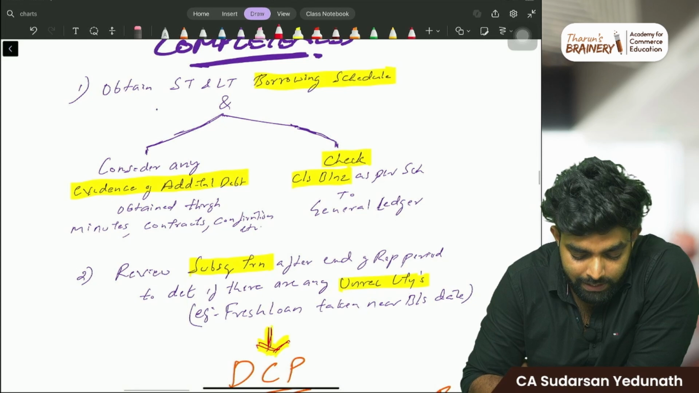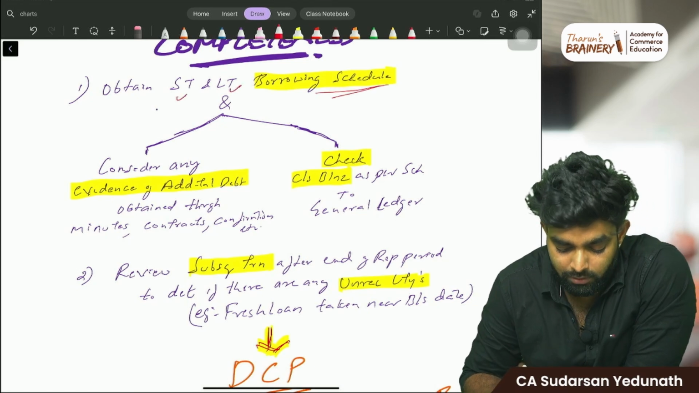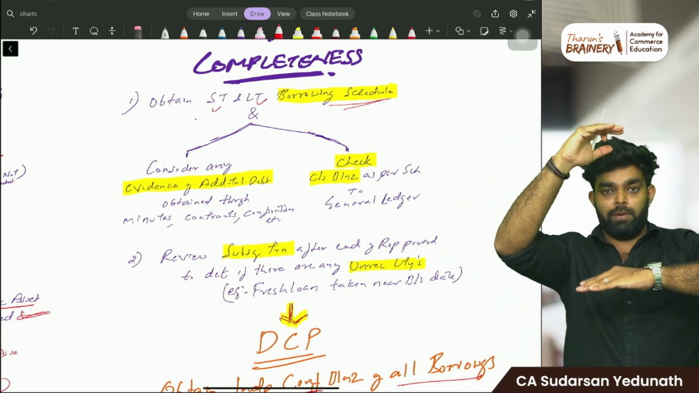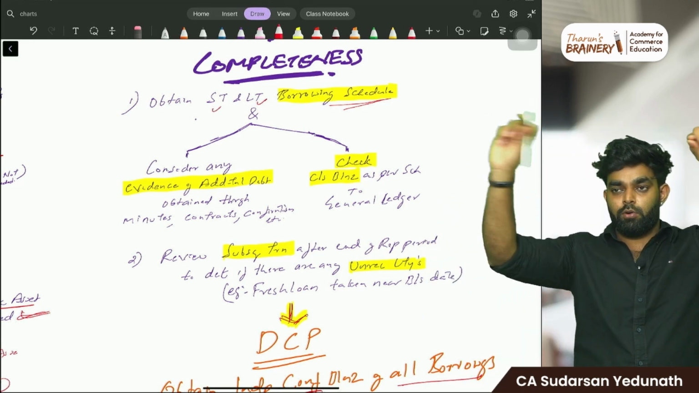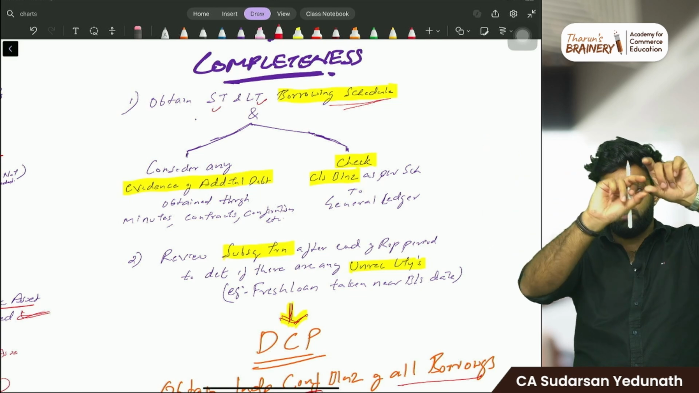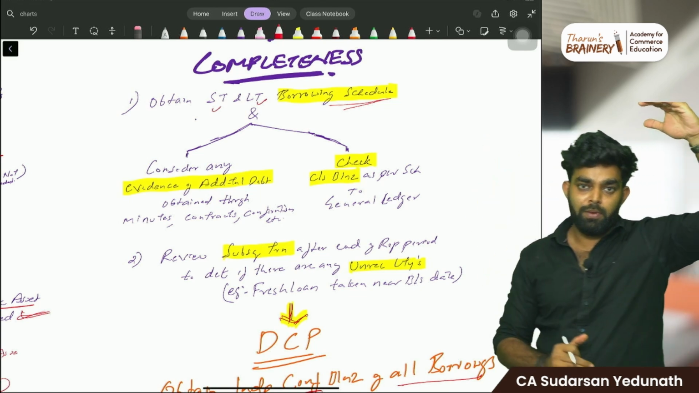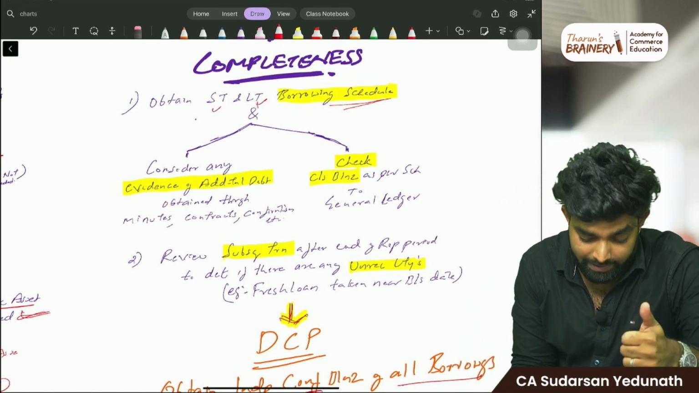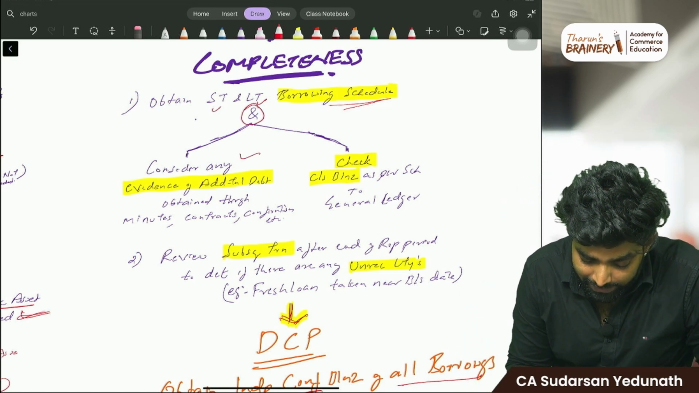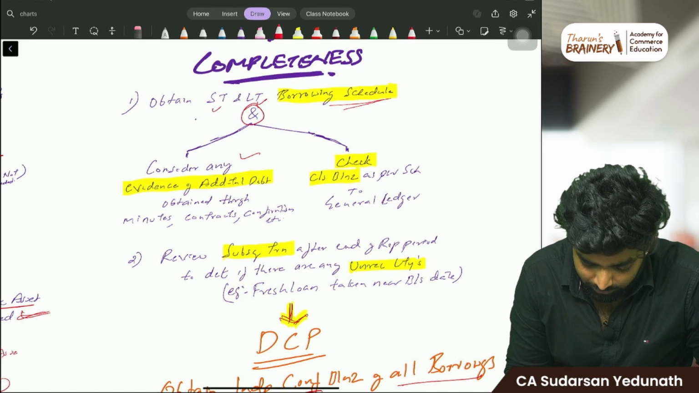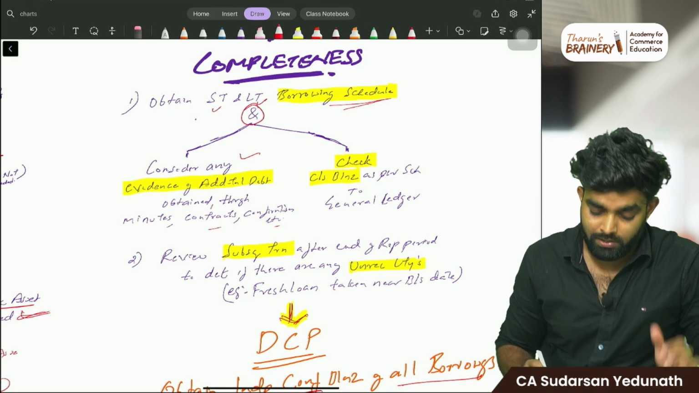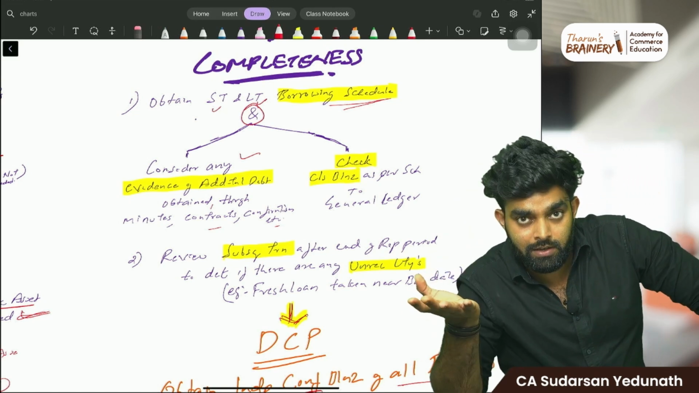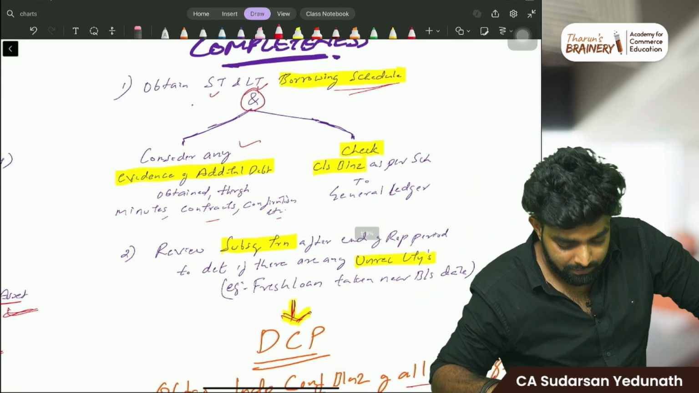First, obtain a short-term and long-term borrowing schedule. There is something called a borrowing schedule for short-term loans and long-term loans. Imagine a paper with the opening balance, this much loan taken, this year's EMI, this much repaid, and this is the closing balance next year. This schedule will be there. So obtain the borrowing schedules, and consider any evidence of additional debt obtained through minutes, contracts, or confirmation.